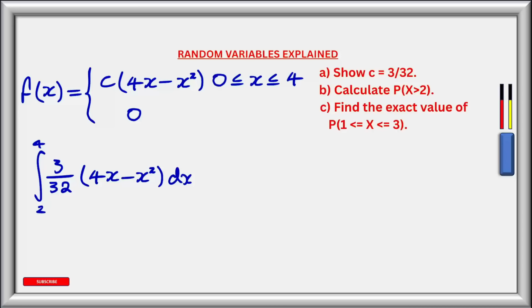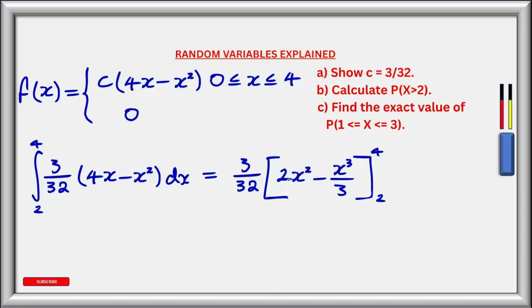Part B of the question asks us to calculate the probability that x is greater than 2. And so for this one, we need to integrate across the interval from x equals 2 to x equals 4. And now we know that the value of c is 3 over 32, we can add this to the probability density function. So we're integrating 3 over 32 into the bracket of 4x minus x squared dx. And if we go ahead and integrate this, we get 3 over 32 into the bracket of 2x squared minus x cubed divided by 3. And we need to evaluate this between the limits of 2 and 4.